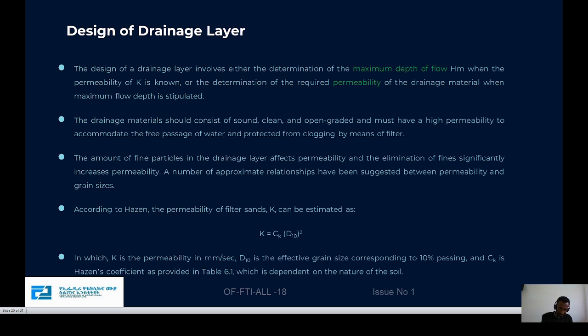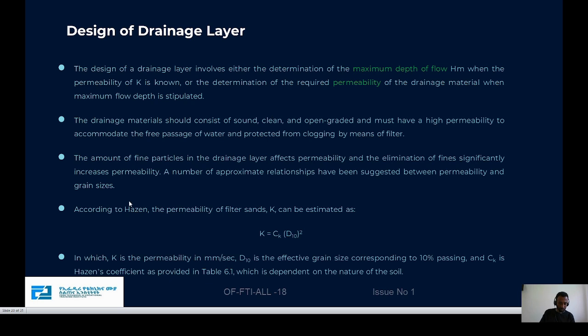In this case, the permeability is required. The maximum flow is known. So we have used the two cases. The drainage material should consist of sound, clean, open-graded material for the purpose of high permeability.